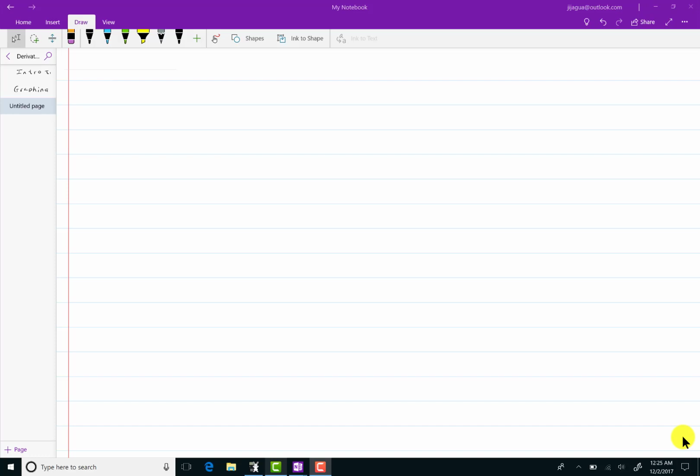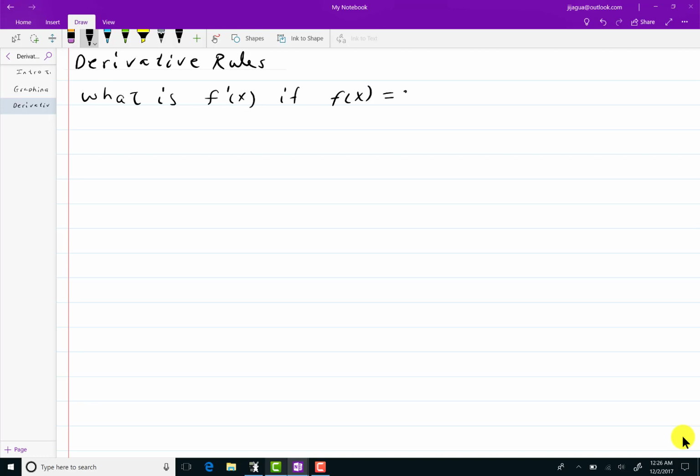Now we're going to start delving into derivatives a little more deeply. We're going to develop some rules in this case. And oddly enough, we'll call this derivative rules. Let's start with an easy one. What is f prime of x if f of x is just a constant?